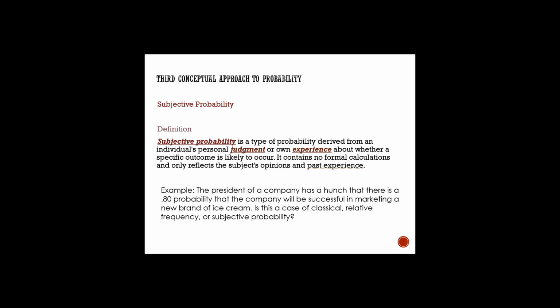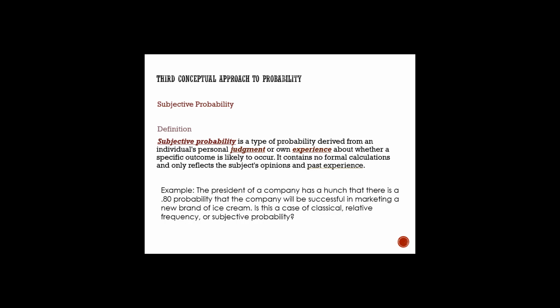The third conceptual approach to probability that you are responsible for is subjective probability. Now, this is a type that is really interesting. It's not going to be one that we do a lot of mathematical problems with because it doesn't lend itself to any mathematical formulas. Subjective probability is a type that is derived from an individual's personal judgment or from their own experience. It tells you that this person probably knows a lot about their business and what specific outcome is likely to occur, but there are no formal calculations. The only thing that is reflected is the person's opinions and their past experience.